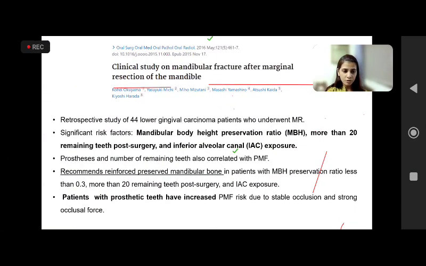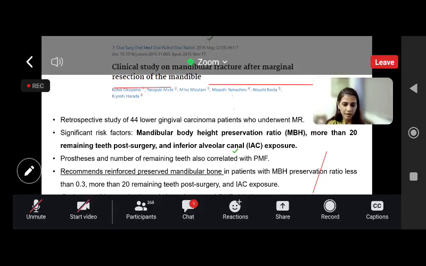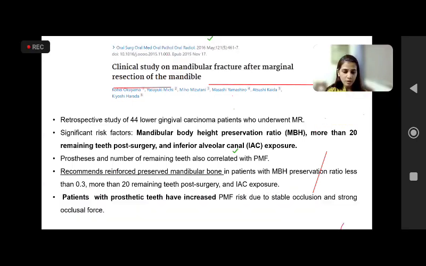So this is an interesting study which has come recently, which gives more pointers such as chemoradiation, height of the dentate mandible left behind, and dentition of the residual mandible. So these things also should be looked into. Any other pointers anybody would like to tell, Dr. Abhishek, Dr. Dushan, to prevent pathological fracture? Any surgical things?